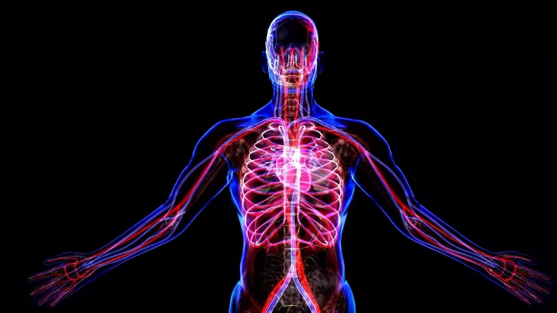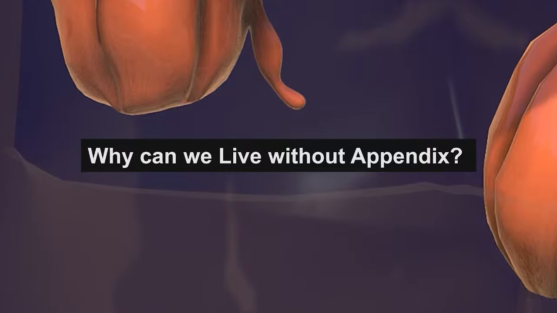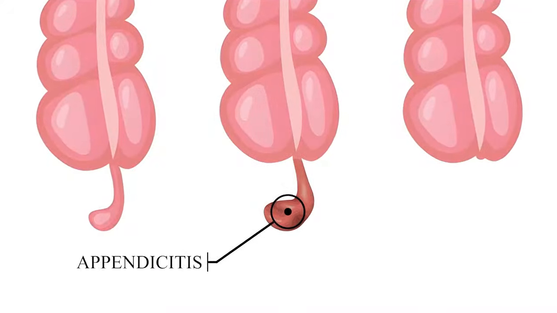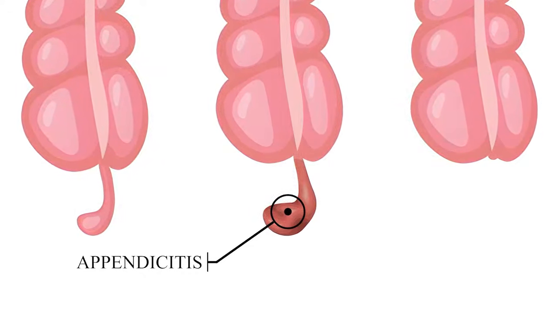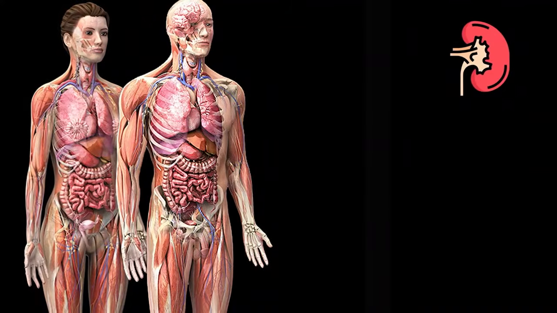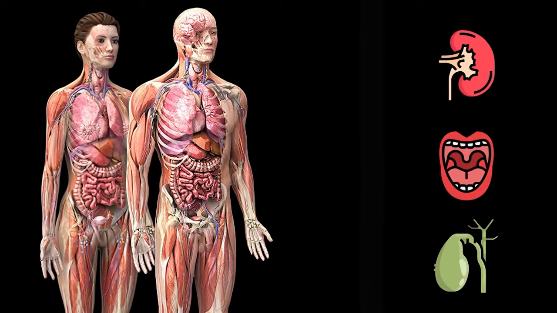If it's useful, why can we live without it? This is a great question. Yes, you can live without the appendix, and many people do, especially those who have had appendicitis and needed surgery to remove it. That's why some people think it's not important. But just because you can live without something doesn't mean it has no purpose. For example, people can live without one kidney, tonsils, or even their gallbladder, but those organs all do helpful things.